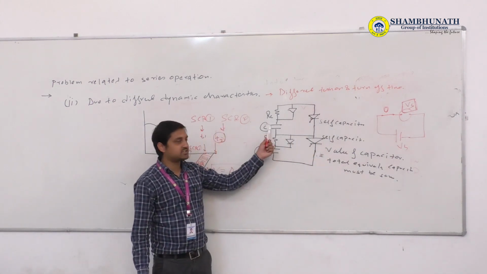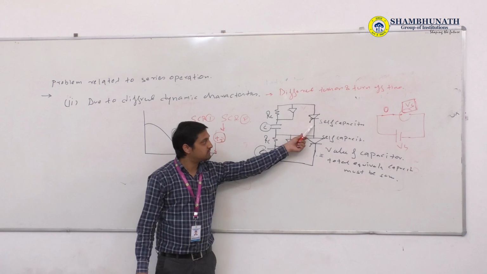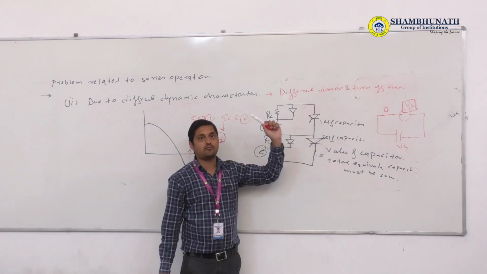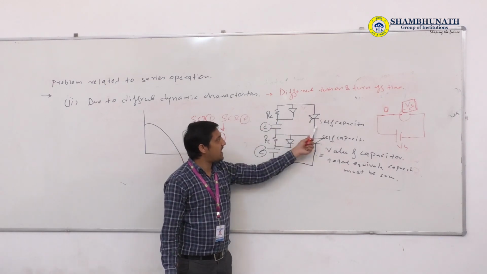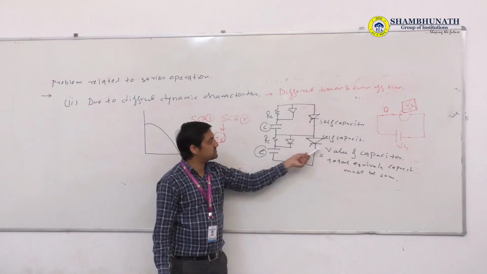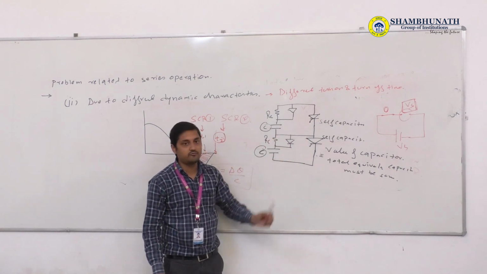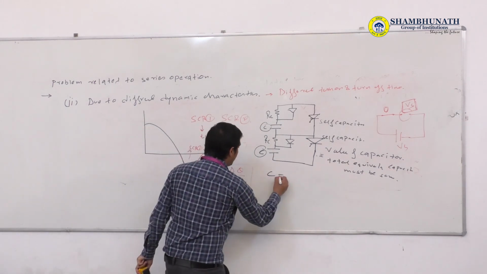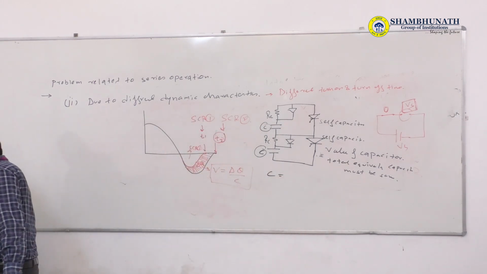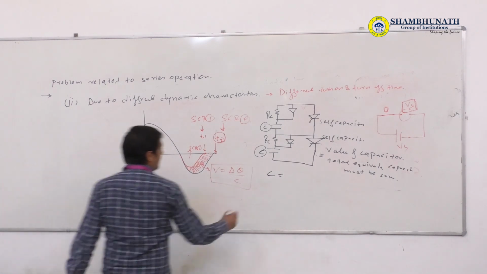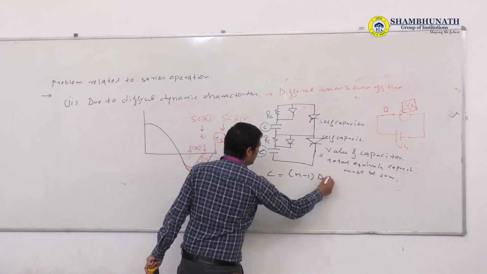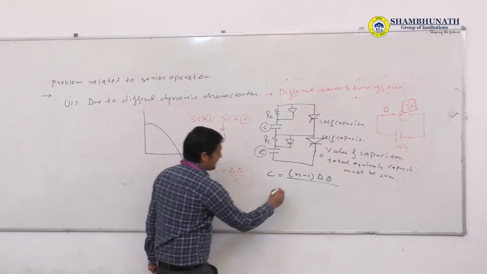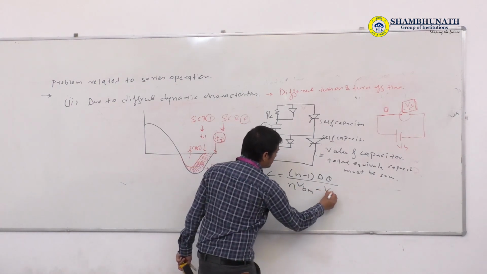The combination of this capacitor connected across the thyristor and the self-capacitance of the SCR must have the same value for each combination. So this C is equal to (N minus 1) del Q upon (N VBM minus Vs).